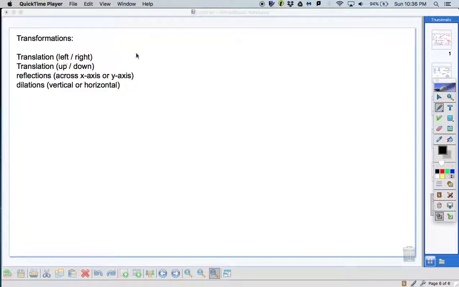So, first off, we're going to start with some generic polynomial f of x. I'm going to show you in a little bit how to change that into any polynomial, but we're going to just look at the transformations right now. So we're going to start with the generic polynomial f of x.